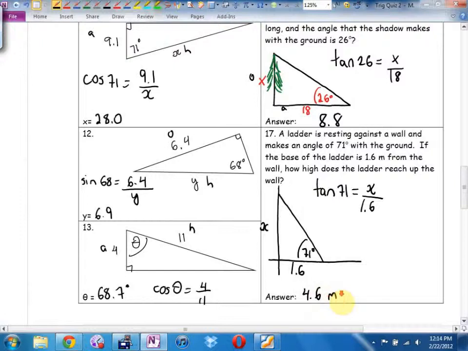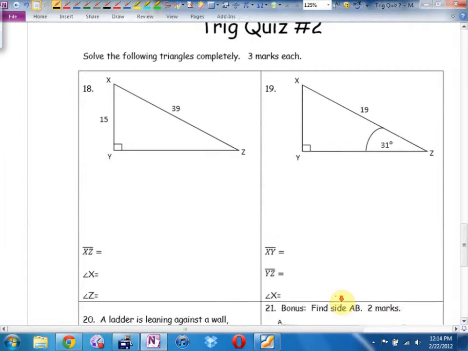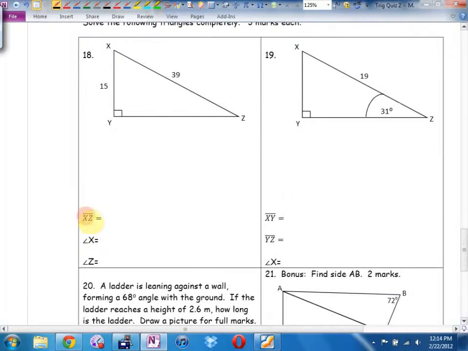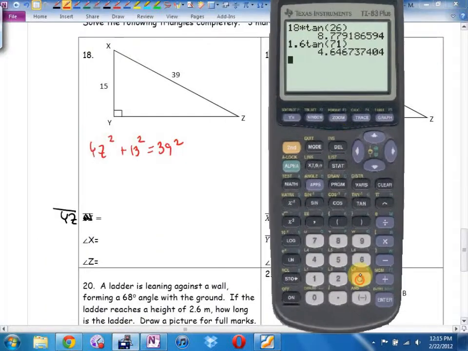Last page. Turn the page. And then we did say that there was a typo here, that I didn't want you to find XZ. What I really wanted you to find here was line YZ, or segment YZ. It says find everything. Okay. Well, I can find this. It's going to be Pythagoras. YZ squared plus 13 squared equals 39 squared. 39 squared minus 13 squared.